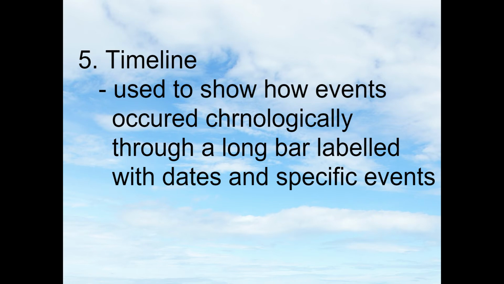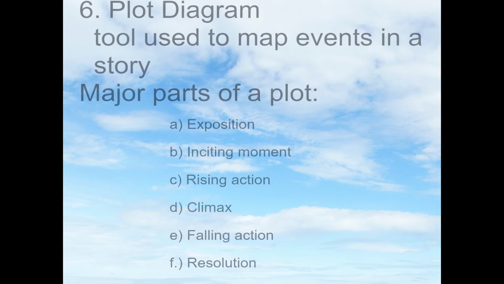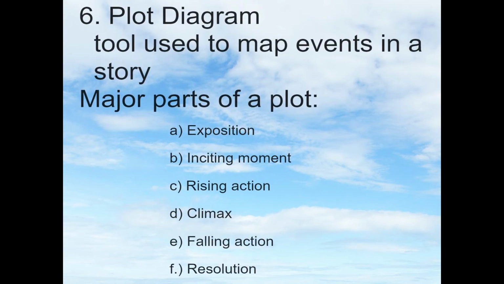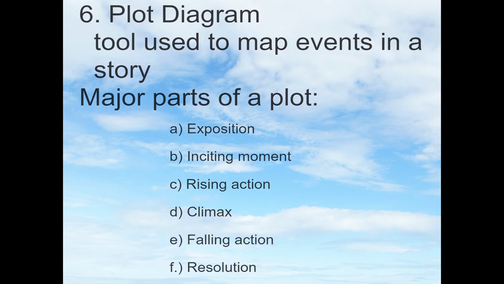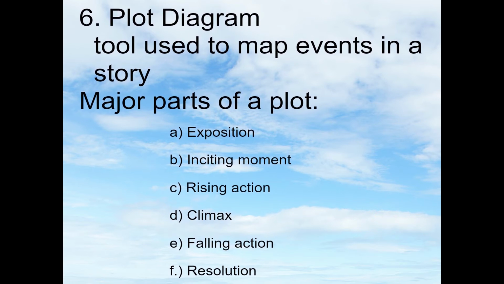The sixth one is the plot diagram. Plot diagram is a tool used to map events in a story. It is used to analyze the major parts of a plot. The major events to be placed in the plot diagram are exposition, inciting moment, rising action, climax, falling action, and resolution.